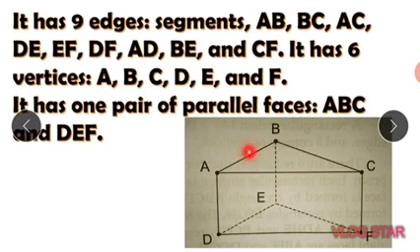Next are the vertices. We have A, B, C, D, E, F, or the corners. We have 6 corners, 6 vertices. It has one pair of parallel faces. Okay, only the triangular faces. So ABC is parallel to DEF.